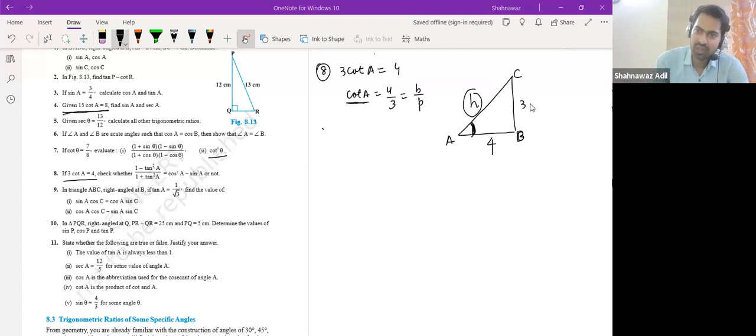So we have this perpendicular. We have this base, right? So how can we calculate the hypotenuse? Remember, this is a right angle.